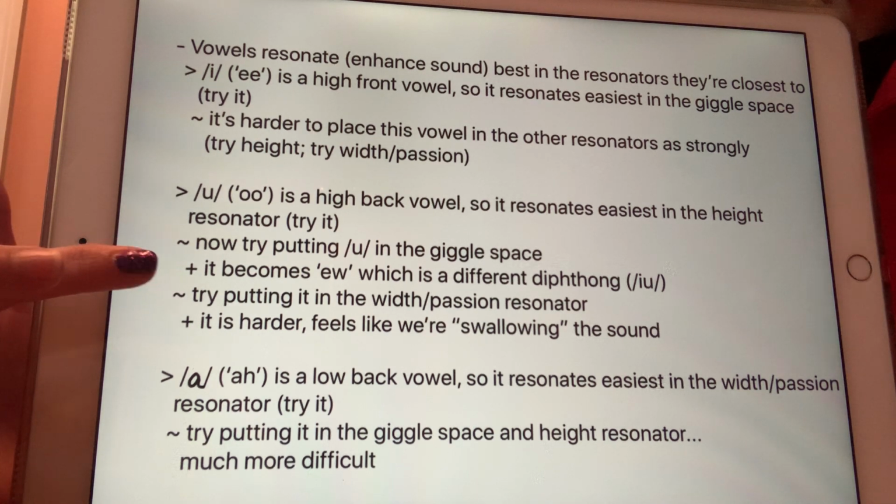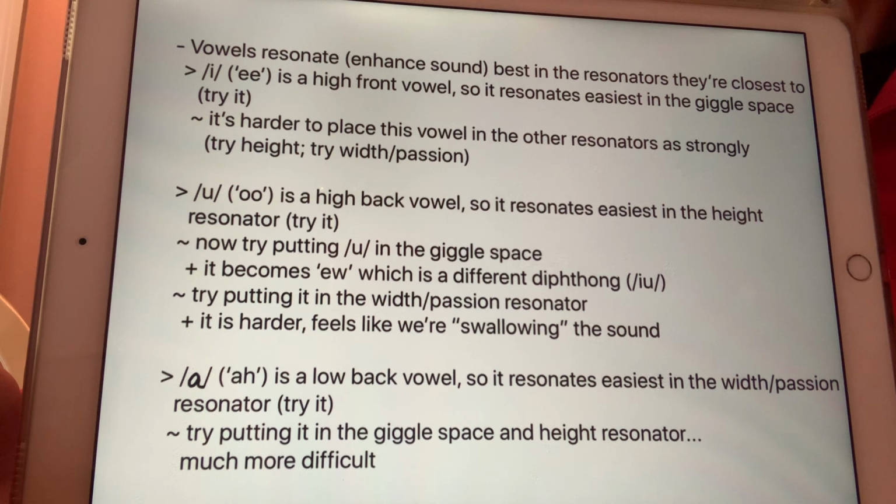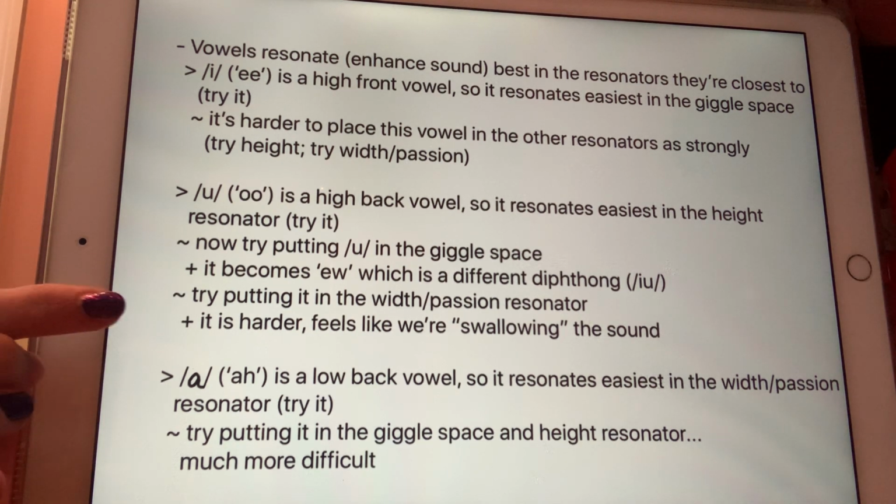Now try putting it back in your passion resonator and your width resonator. You can do it, but again, there's a lot of tension in that sound, and there's a lot of tension in what's happening in the oral cavity to create that sound. And that's when you're just using one resonator primarily, or one resonator alone to create that vowel sound.